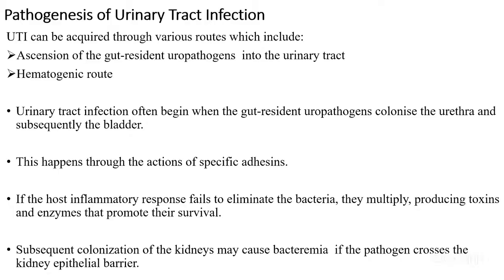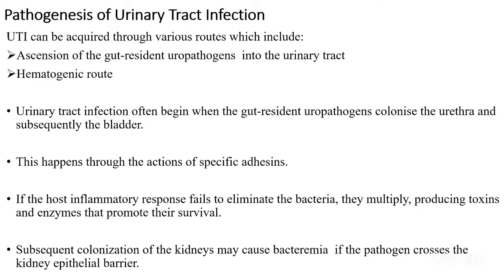Urinary tract infections, most of them begin when the gut-resident uropathogens colonize the urethra and subsequently the bladder. This happens through the actions of specific adhesins. These adhesins usually attach to the urinary tract, and they multiply and colonize the area, and they also form biofilms. And if the host response system does not eliminate the bacteria, these bacteria make colonies and start producing toxins and enzymes that will promote their survival.